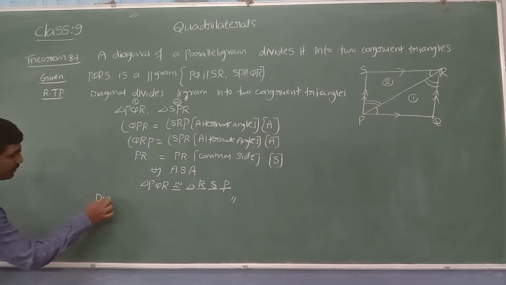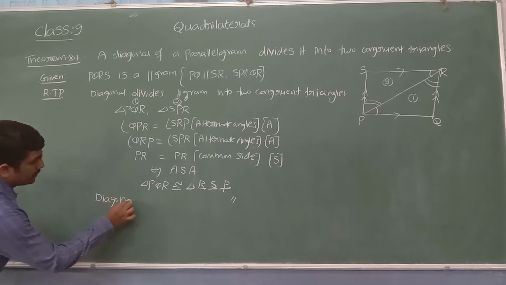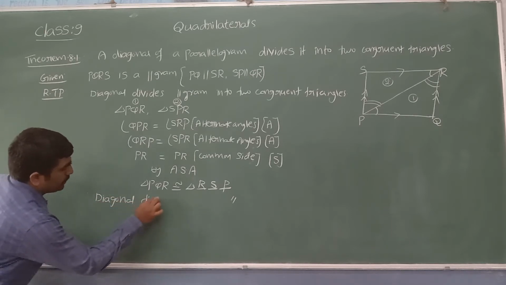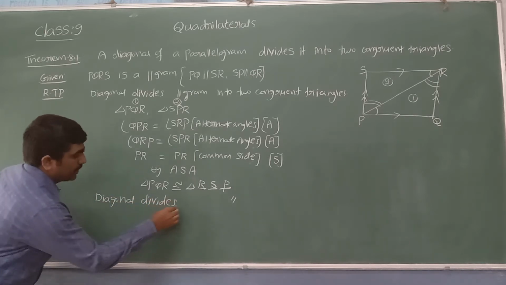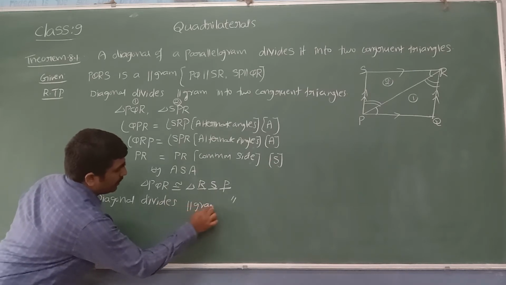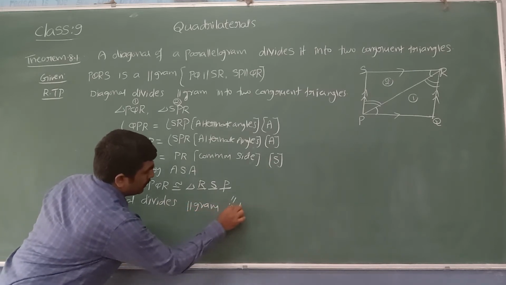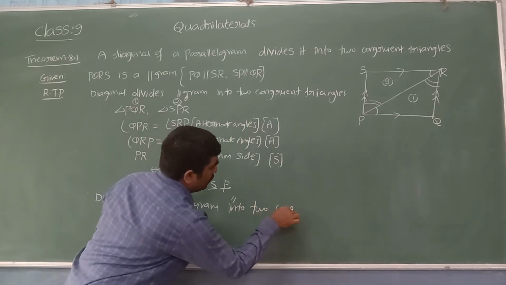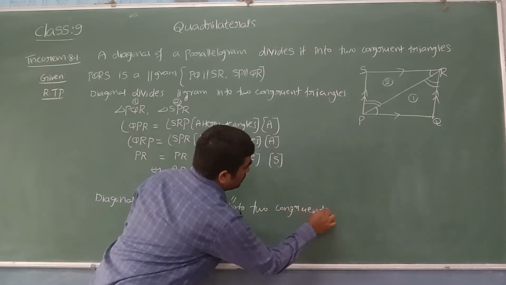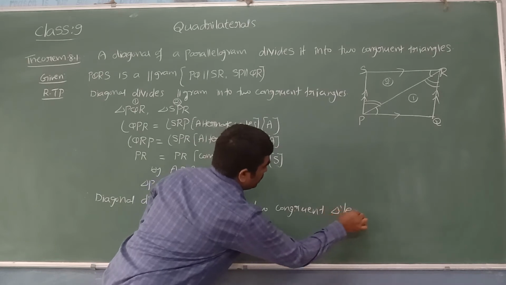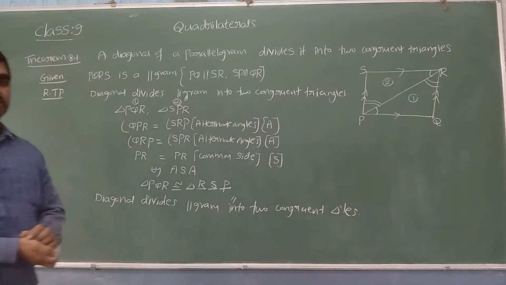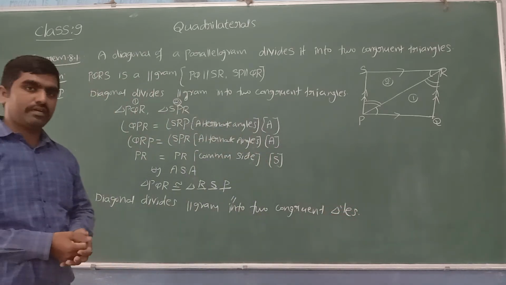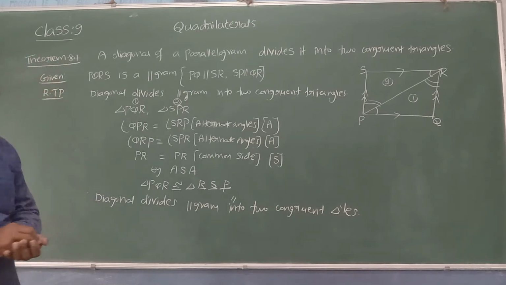Therefore, a diagonal divides a parallelogram into two congruent triangles. Hope it is clear. It can be proved with the help of the congruency criteria.